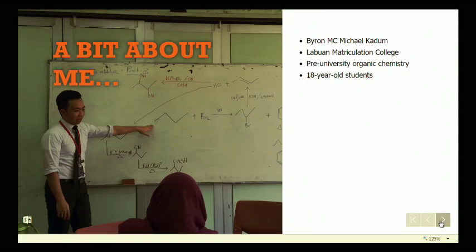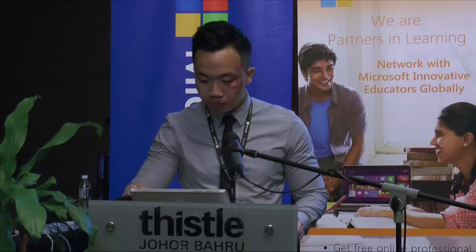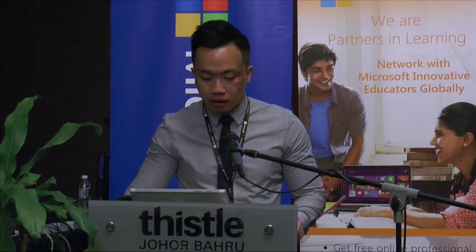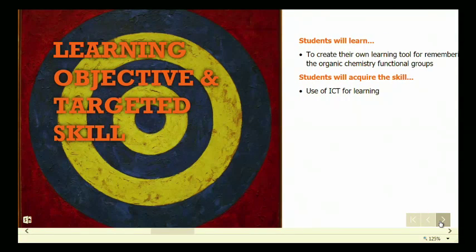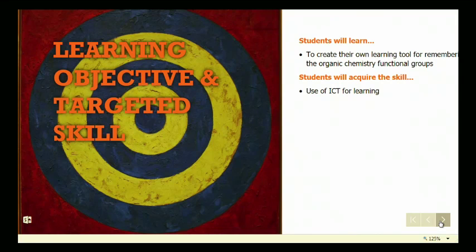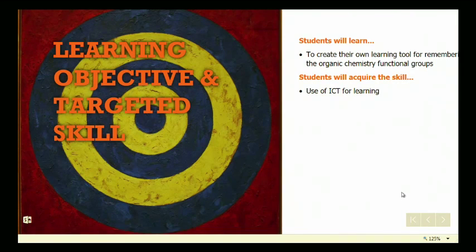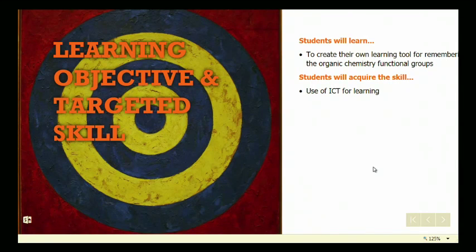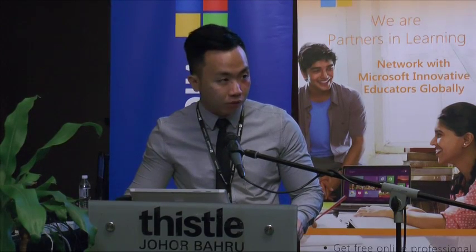So my students, most of them will be 18 to 19-year-old students, and the level of my class will be intermediate. The objective of my learning activity will be for them to create their own learning tool, which is the Office Mix or PowerPoint game, for them to remember the functional groups in organic chemistry. And I would like to target the skill of the use of ICT for learning.